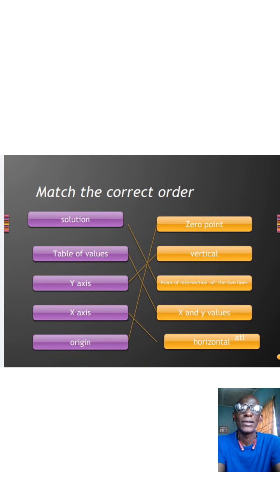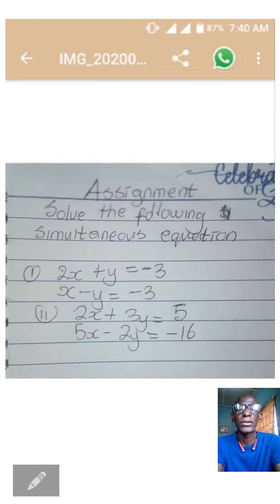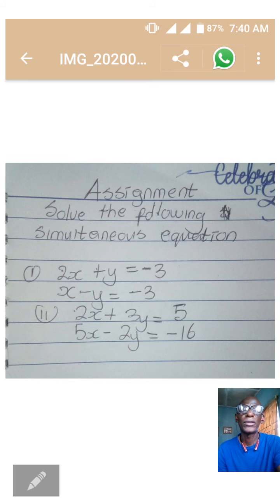Wonderful. Yes, to make it a complete lecture, I want you to please write this assignment down, and please, I'll be expecting your solution on the platform. 2x plus y is equal to minus 3. x minus y is equal to minus 3.